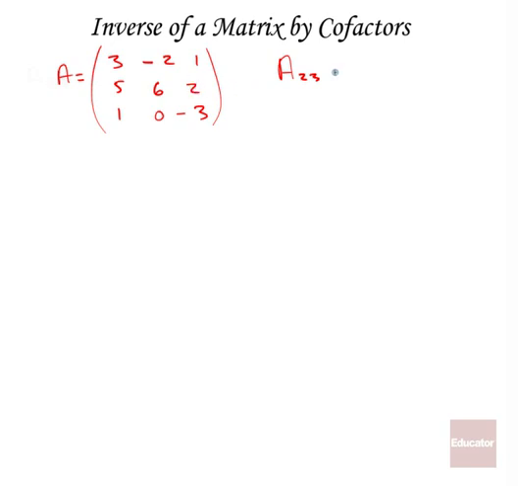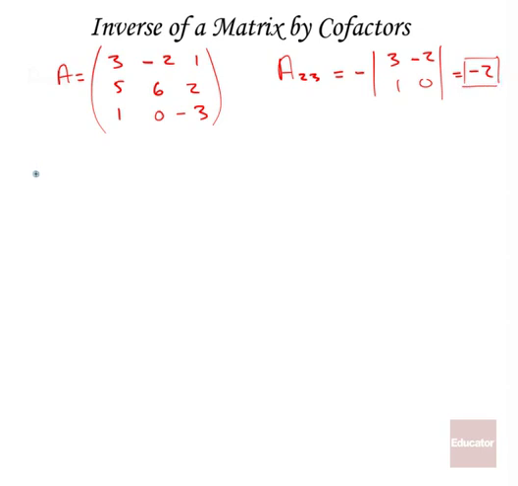It's a negative, with the sign pattern plus, minus, plus, minus, plus, minus. And when we knock that row and column out, we get 3, minus 2, 1, 0. 3 times 0 is 0, minus a minus 2 is positive 2. Minus negative 2.